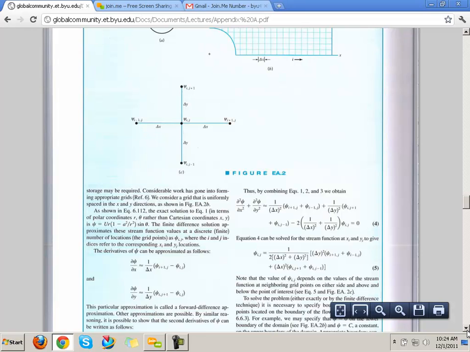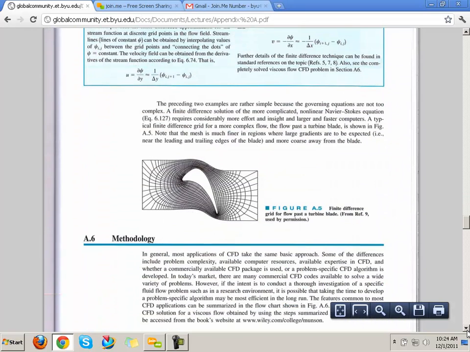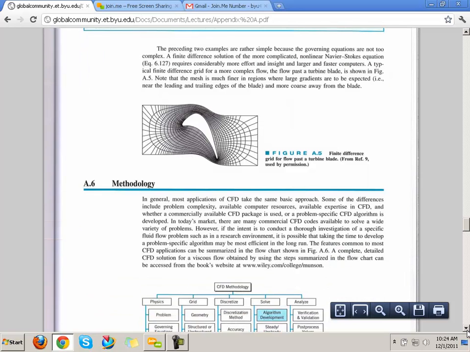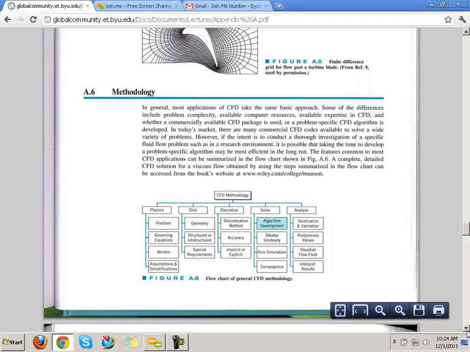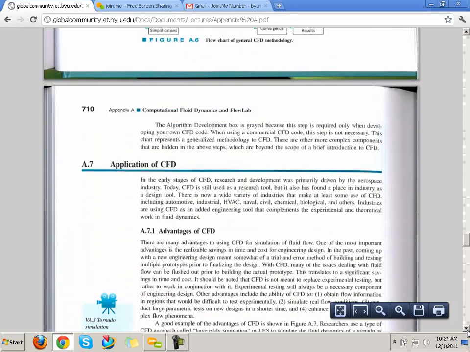Okay, so as we go down, now it talks about methodology down here. So here's another finite difference grid for a flow past a turbine blade. You can see it has a structured mesh around it. Okay, so methodology, it has this little chart here. I want to talk about the application of CFD, which is down here.